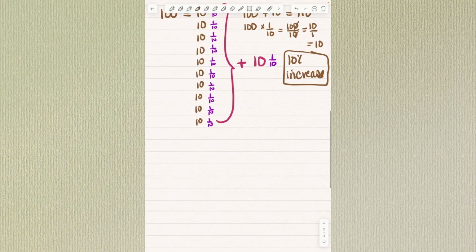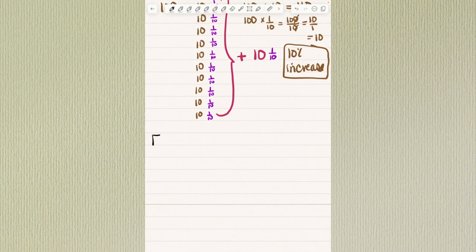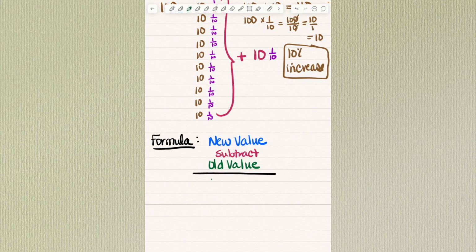Let me show you the formula. Here's the formula. Okay, so in the formula, what you do, you take the new value and you subtract the old value, and then you divide everything by the old value. That's the formula. New value minus old value divided by the old value.